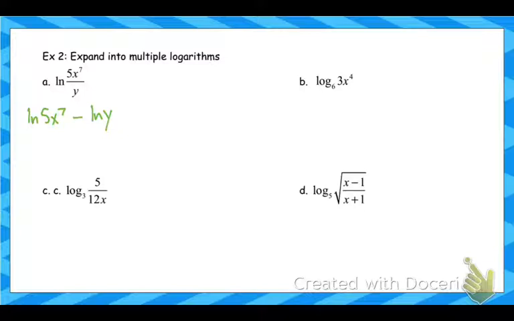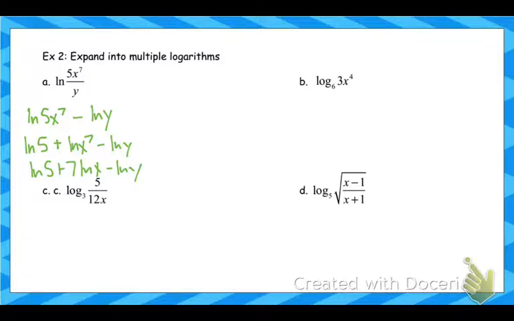All right, now what I also can do is I can take this and expand it farther. Now what you need to be careful of, this is not 7 ln of 5x because both the 5 and the x don't have that exponent of 7. So I can't do that. 5x to the 7th is 5 times x to the 7th, which means this would become the natural log of 5 plus the natural log of x to the 7th. Then I'll go ahead and move that exponent to the front, and I'll be done.